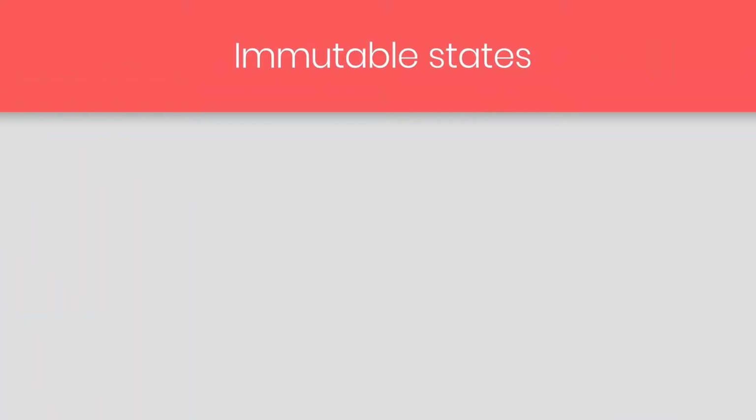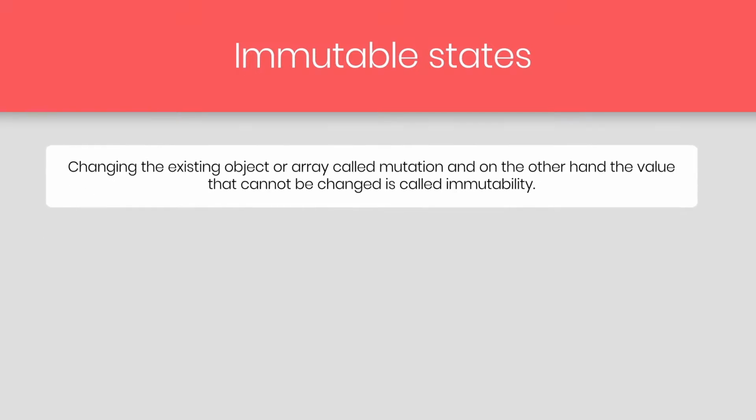Now, in this lecture, we're going to learn how to work with immutable states. So let me first explain what is the meaning of immutable. Changing the existing object or array is called mutation. And on the other hand, the value that cannot be changed is called immutable. Immutable means something that cannot be changed.